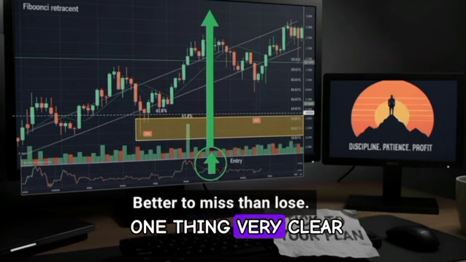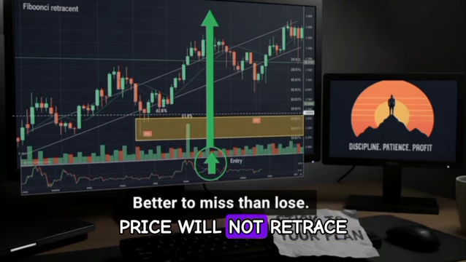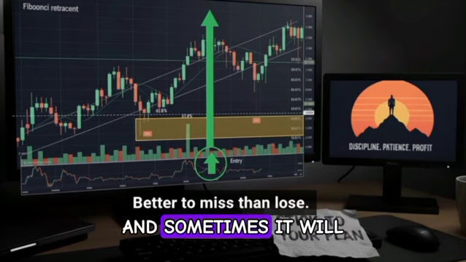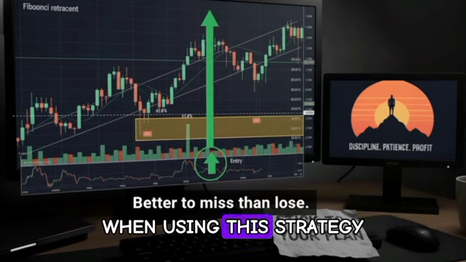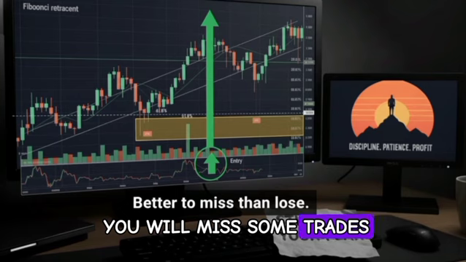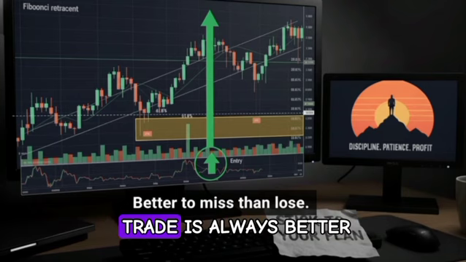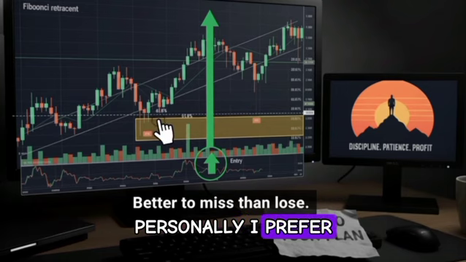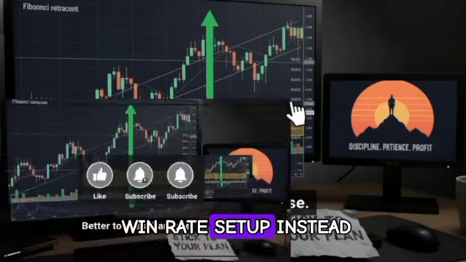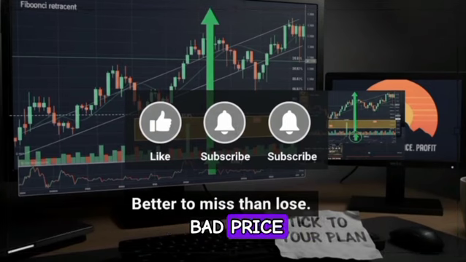Now, let me make one thing very clear. Price will not retrace every time, and sometimes it will move directly forward without pulling back. When using this strategy, you will miss some trades. But remember, missing a trade is always better than taking a loss. Personally, I prefer sticking to a high win rate setup instead of entering at a bad price.